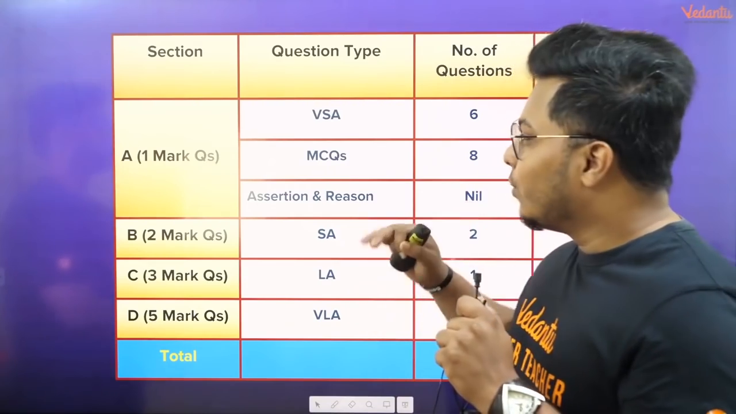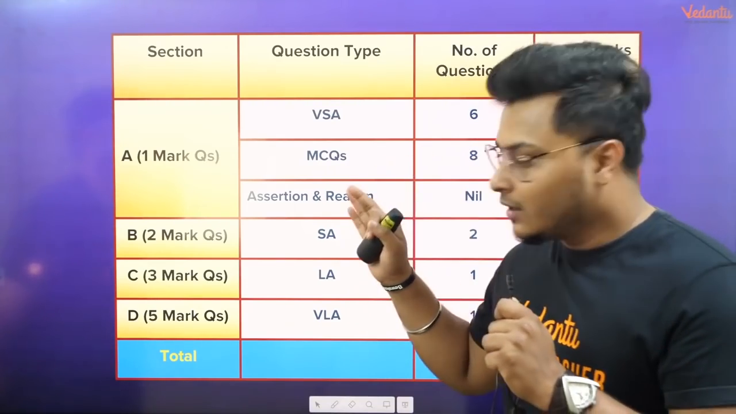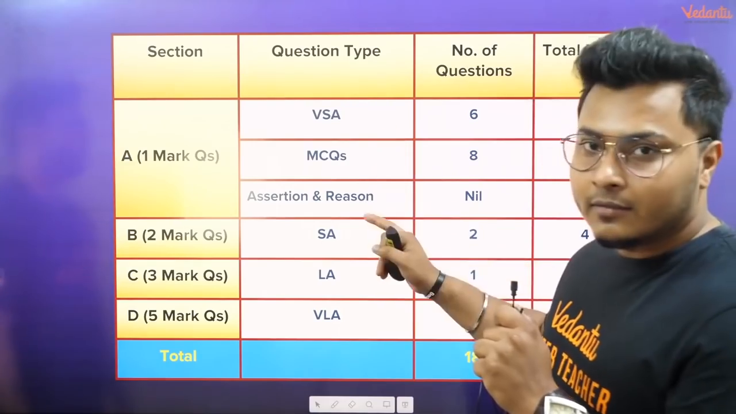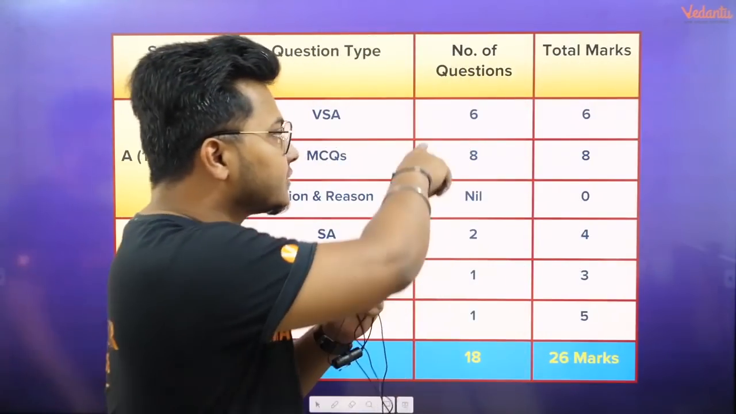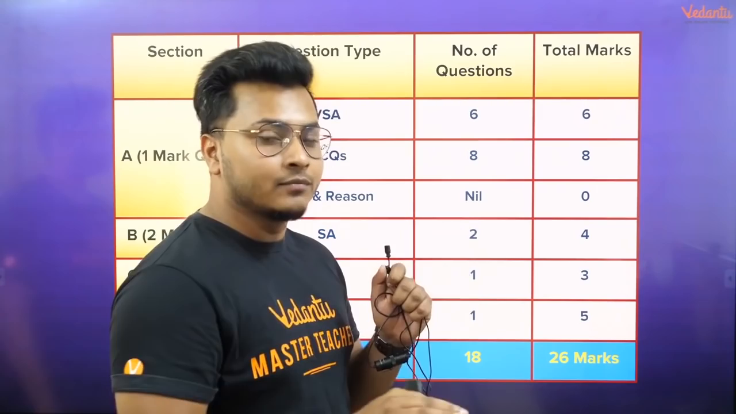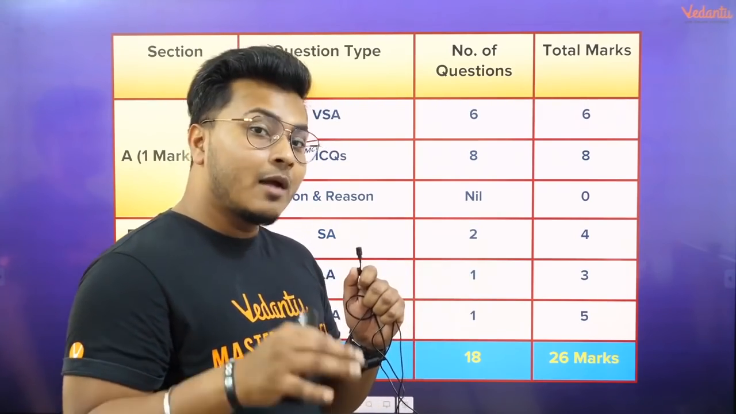So the 1 mark category in this particular region is very vague as such. अगर आप देख पा रहे हो ना, very short answer से आप देख सकते हैं 6 questions आ रहे हैं, but necessary नहीं है कि भाई यही order है. यानी कि if you notice something very carefully, very short answer is 6 questions and MCQ is 8 and assertion reasoning is nil.